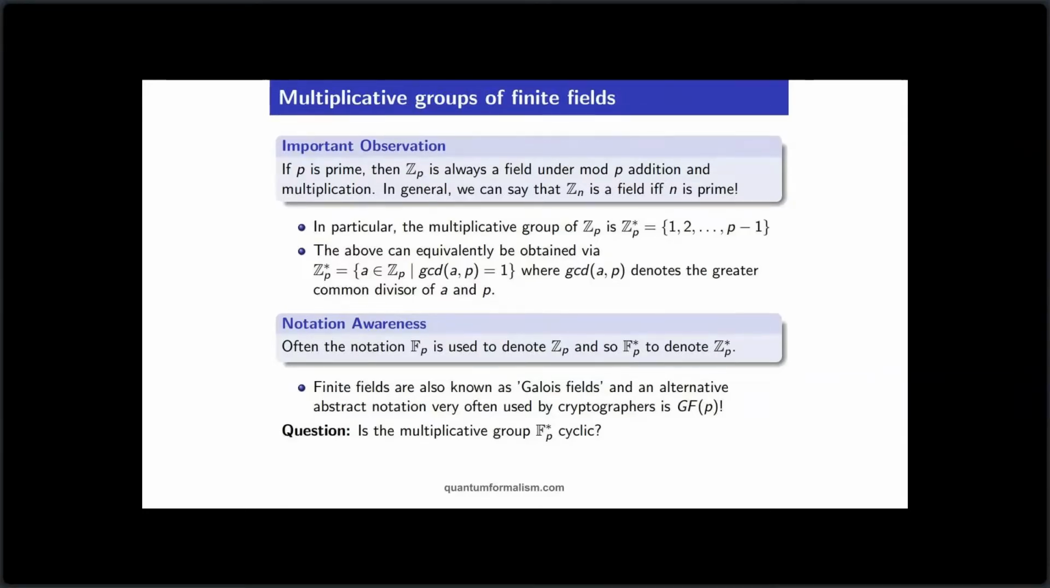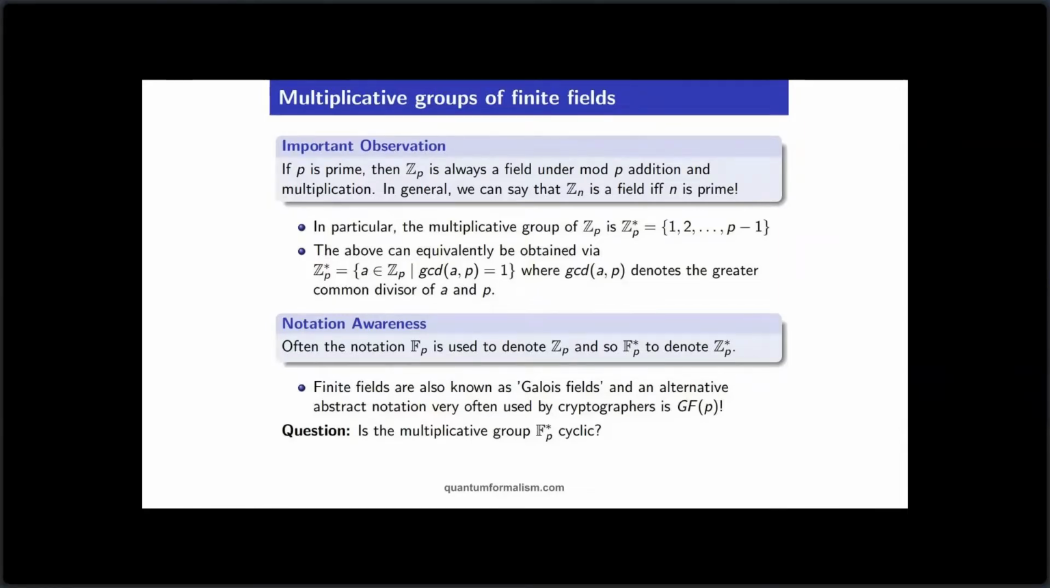As I already said, these finite fields are known as Galois fields, and there is also an alternative notation. It's just notation stuff, one of those things that you have to get used to. Cryptographers very often write GF(P), or GF of a power of a prime number. So it means the Galois field. We will use FP instead of ZP whenever P is prime. So we fix our notation.